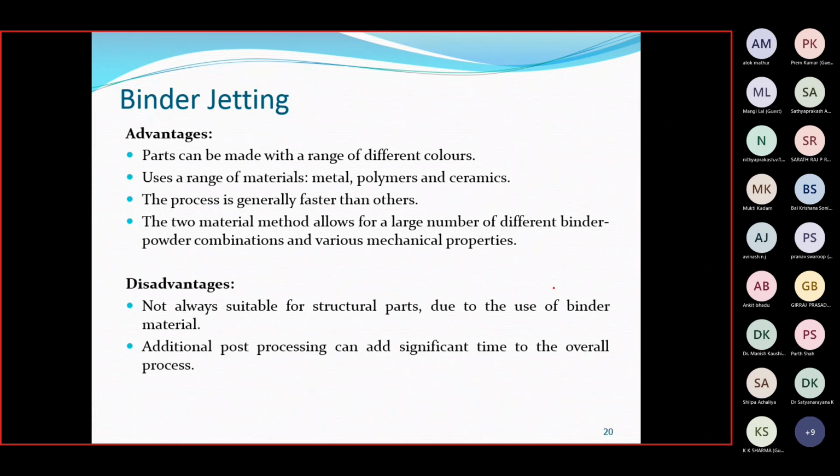What are the advantages and disadvantages of this? Parts can be made with a range of different colors. A range of materials can be used as well: metal, polymer, and ceramic. So all types of material can be used, but remember, the adhesive will also be chosen according to the material itself. If you are using metal, you have to go with the adhesive used for that particular metal. If you are going for polymer, you can go with the adhesive used for the polymer itself. The process is generally faster than others, but the problem is that it needs pre-processing and post-processing also. So the complete overall process takes time, but just to generate the model, it is very fast.